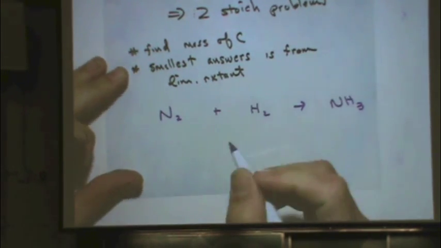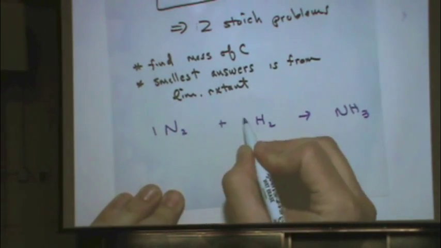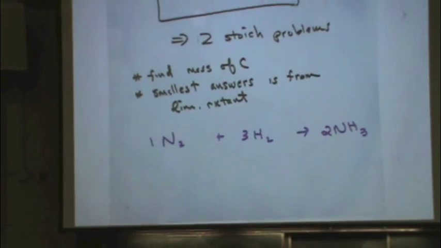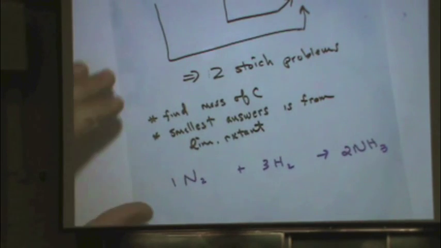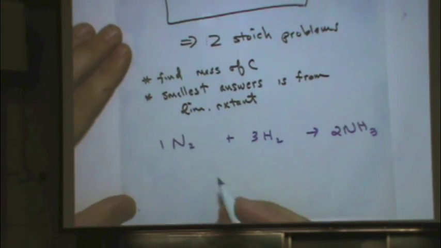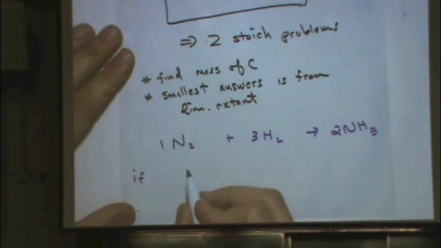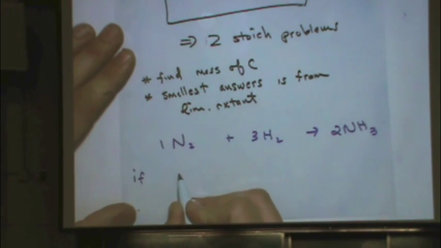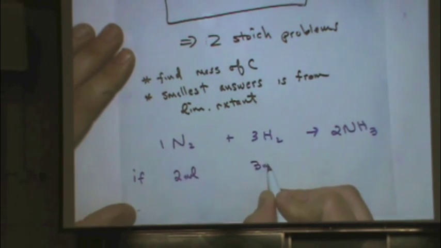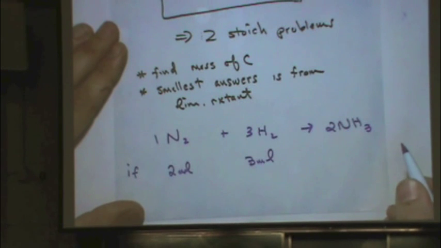This is the Haber process. I think I've had this reaction for us already. It's balanced. It's forming ammonia. Now let's say there was 2 moles of this and 3 moles of this, how much product will I form?